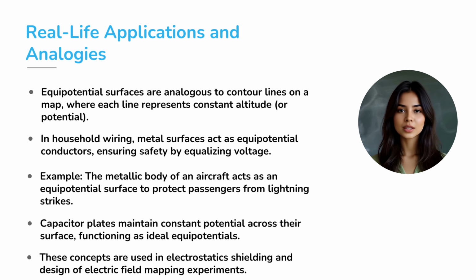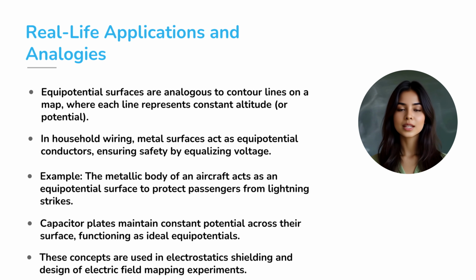Imagine you're looking at a contour map of a hill. Each line represents the same height. That's the same as an equipotential surface in electrostatics. Just replace altitude with electric potential. In electrical systems, metal conductors, like wires or aircraft bodies, are often equipotential surfaces. Any excess charge distributes itself in such a way that the entire surface is at the same potential.